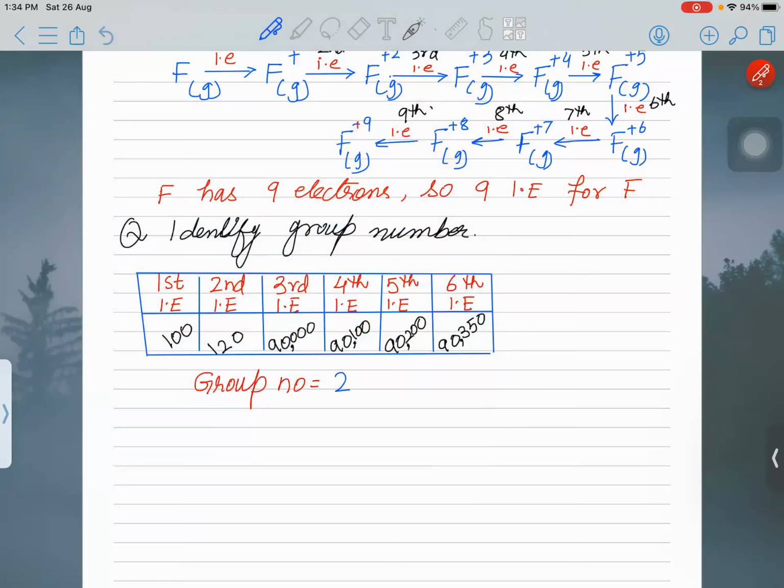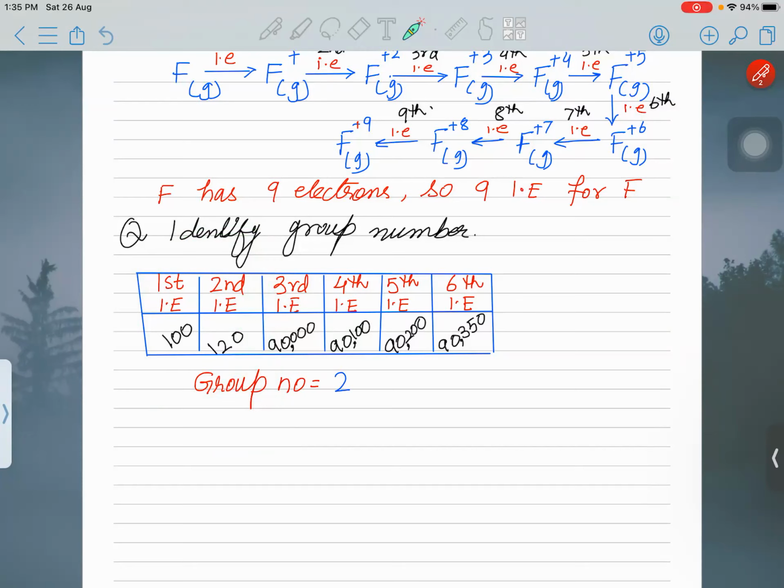I thought it was going to be third as well because of the number of jumps. Now listen, Zaina. Here we have 100, here we have 120, right? So after 120, you observe a big jump. It means the shell is changed. After the second removal of electron, you have a big jump. So it means in the valence shell, you have 2 electrons. That's why the group number is 2.